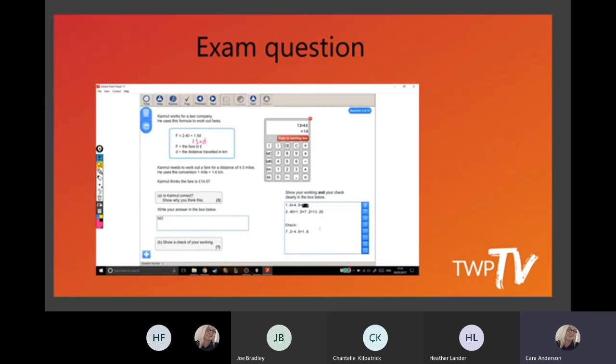My best guess is that this is your first mark, finding what 4.5 miles is in kilometers. This is your second mark for finding how much he actually costs, and then your third mark is for correctly saying, no, he's not correct. And we've done a reverse calculation to get the mark for part B for checking our answer. Job done. Good stuff.